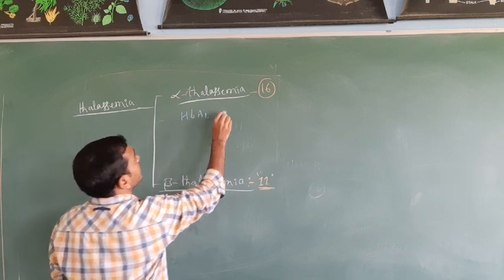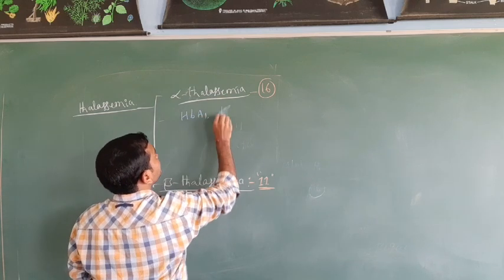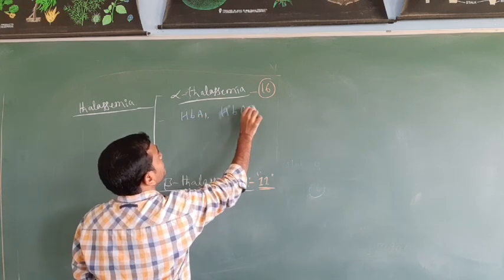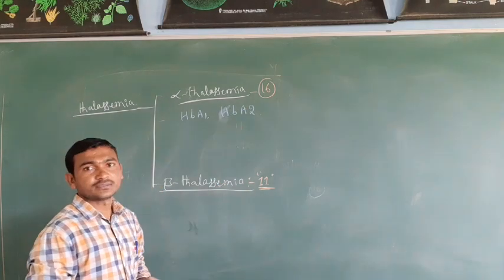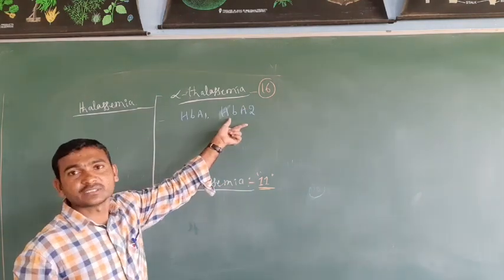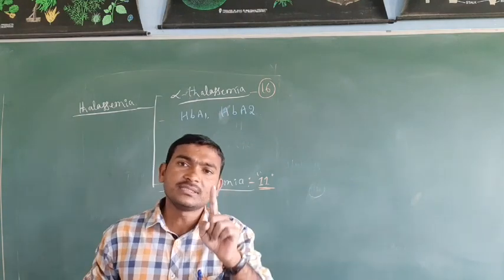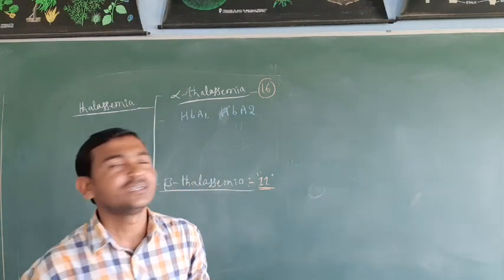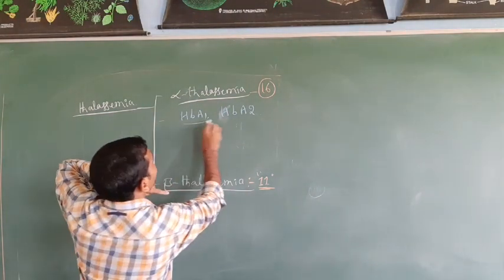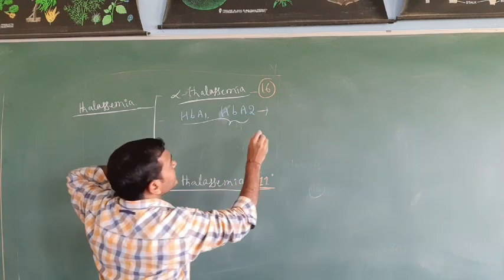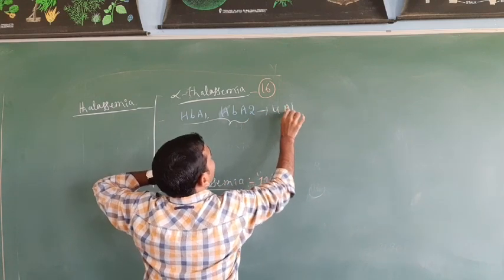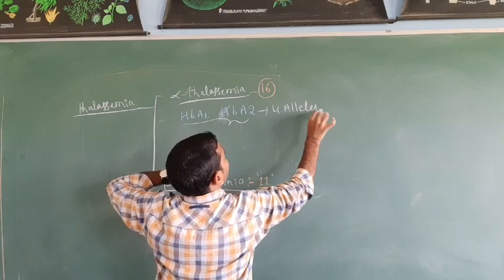HBA1, HBA2. Both of these two genes are responsible. Here, one gene consists of two alleles. So how many genes are there? Two genes. So how many alleles are there? Four alleles are present.